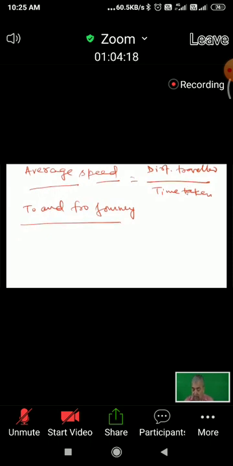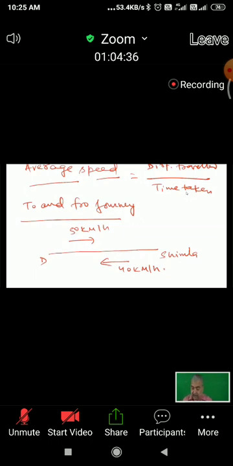Suppose someone goes from Delhi to Simla with a speed of 50 kilometer per hour and returns back with a speed of 40 kilometer per hour. Now the question is, what is the average speed during the entire journey? Here time is not given. I repeat, someone goes from Delhi to Simla with 50 km per hour and returns with a speed of 40 km per hour. What is the average speed?